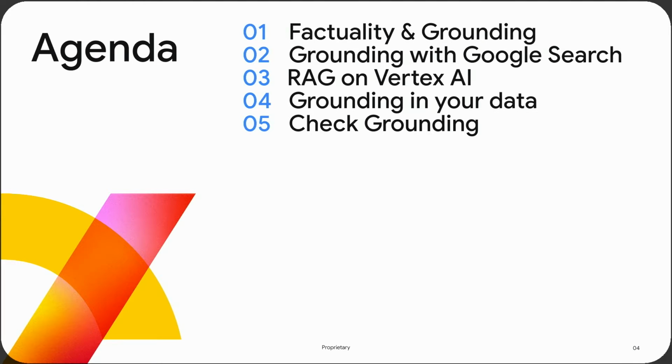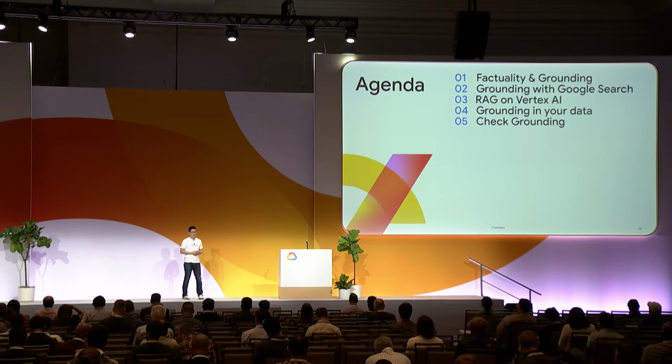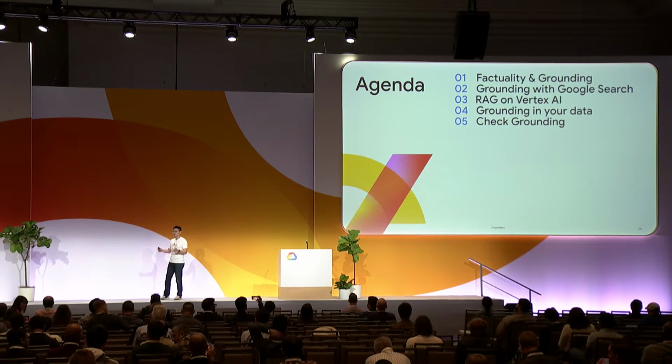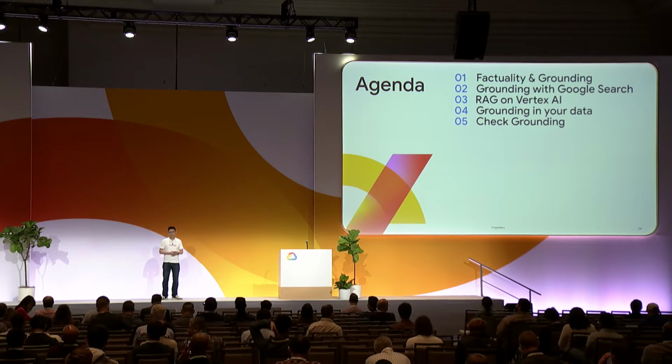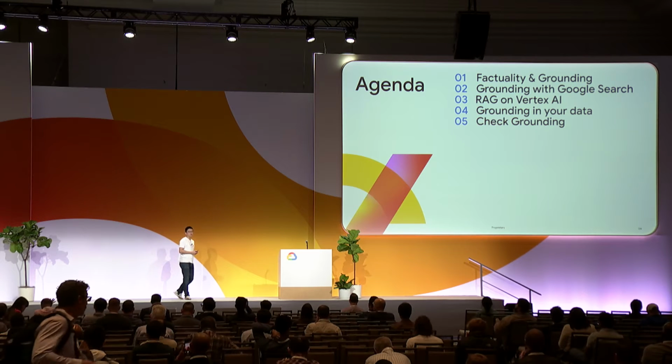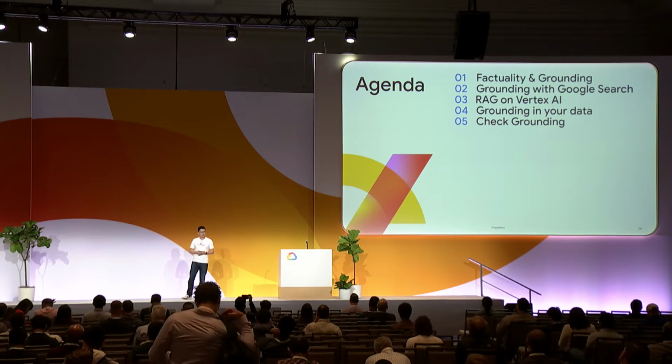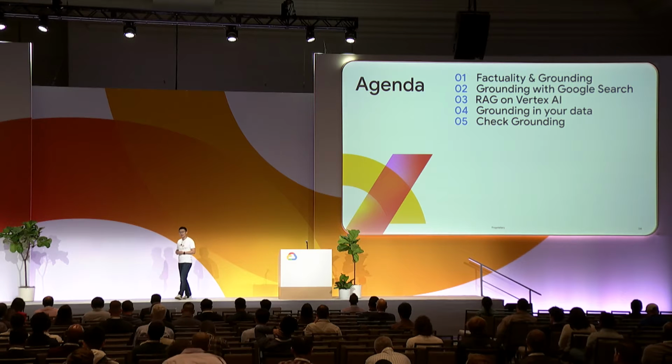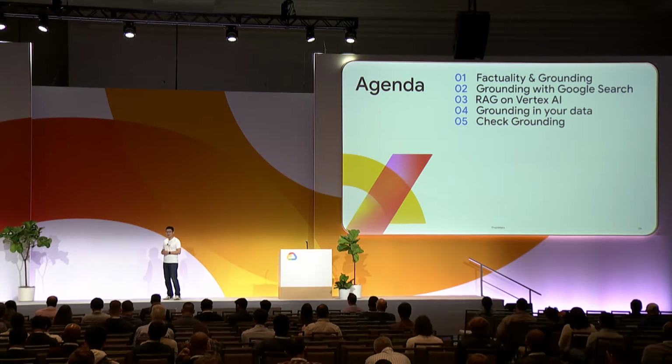So we have a packed agenda today. I'm going to talk a little bit on why we think grounding is important, why factuality matters to a lot of users, what are some motivations behind the scenes, why we developed something very specific in this area. I'm going to introduce a new way of doing grounding with Google Search. And this is one of the key highlights yesterday in the keynotes.